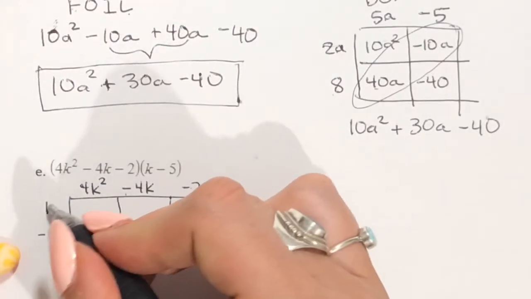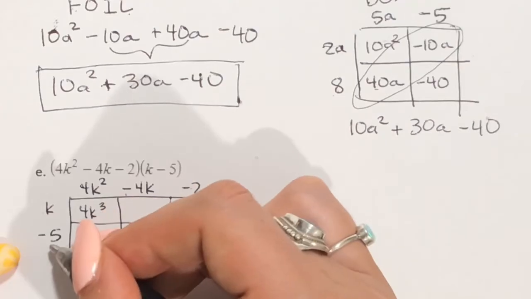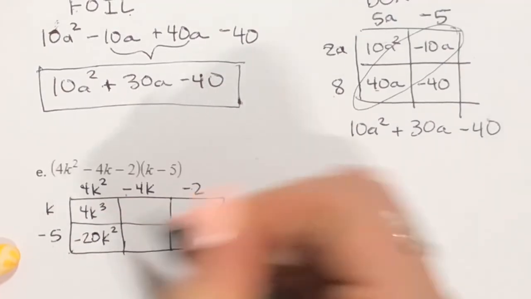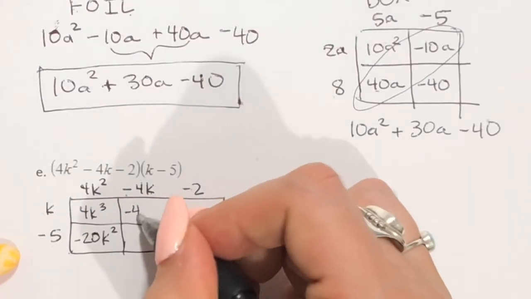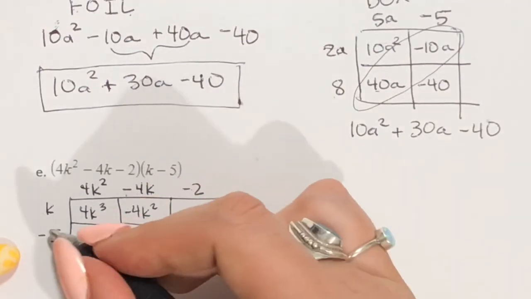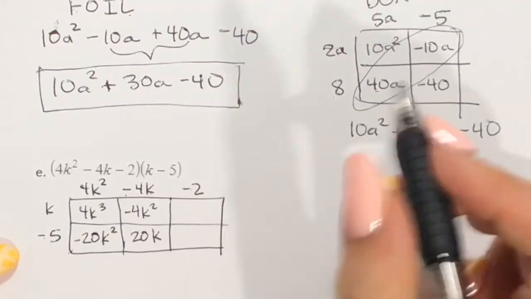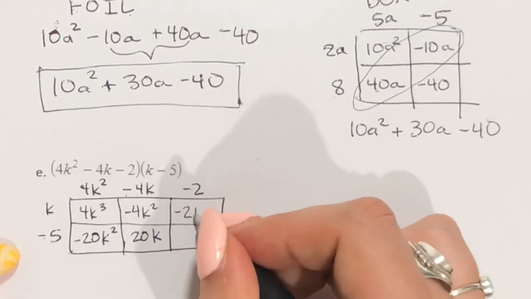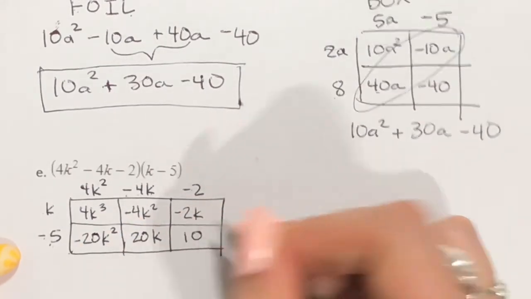So 4k squared times k is 4k cubed. 4k squared times negative 5 is going to be a negative 20k squared. Negative 4k times k is a negative 4k squared. Negative 4k times negative 5, those two negatives are going to turn to a positive 20k. Move to the next column. Negative 2 times k is negative 2k. Negative 2 times negative 5 will turn to a positive 10.